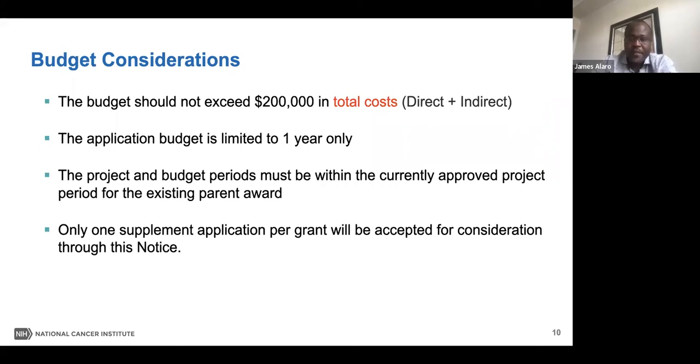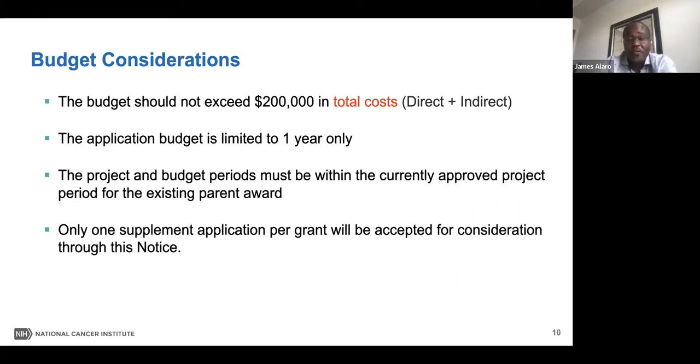The budget remains the same as it was in the previous award, $200,000 US in total costs. That includes both the directs and indirects. Again, we limit the budget to a 1 year period, and so is the project period limited to that 1 year. As I mentioned before, the project and the budget periods must be within the currently approved project period for the existing parent award. You cannot request an extension to the parent award for the purposes of applying for a supplement.